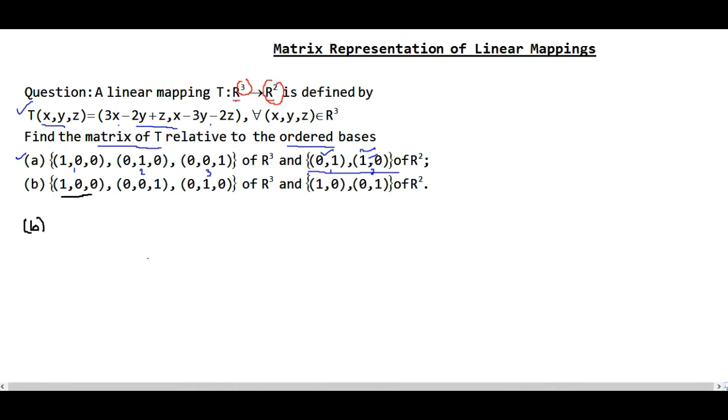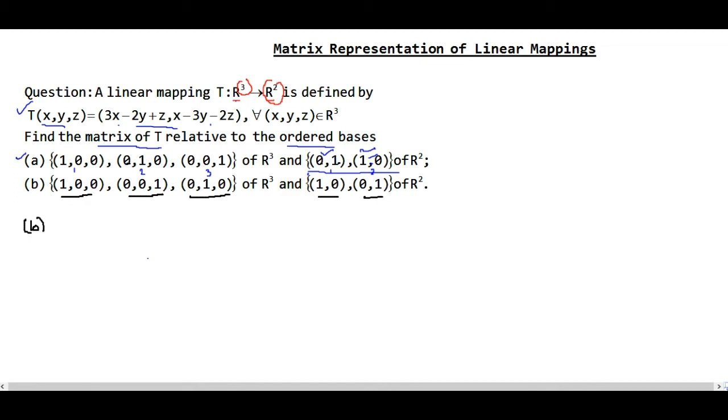What are we going to do? We have the ordered basis. We again find the matrix of T relative to the ordered bases of R3 and R2. Here the first vector of the basis is 1, 0, 0. The second vector is now 0, 1, 1. In the previous example the second vector was 0, 1, 0, but here the second vector of the basis is 0, 0, 1. And the third vector is 0, 1, 0. So we change the order of the vectors in the basis of R3.